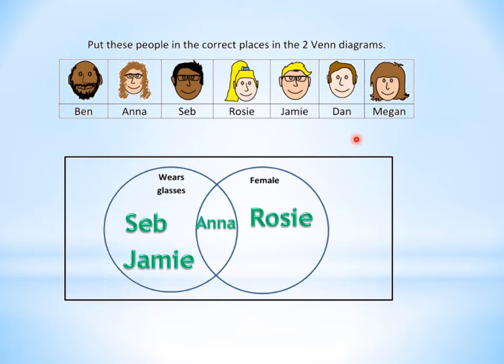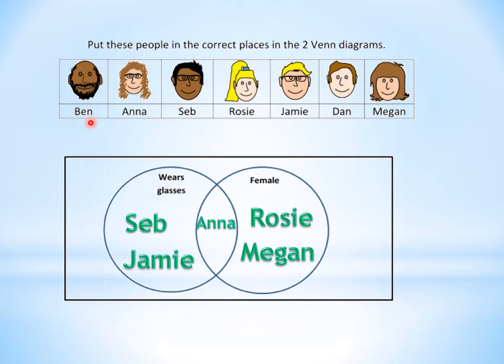The next female is Megan. She's a female and she's not wearing glasses, so I put her name here in this part. What are the names I have that I didn't write? Yes, Ben. I didn't write Ben because Ben doesn't wear glasses and of course he's not a female.